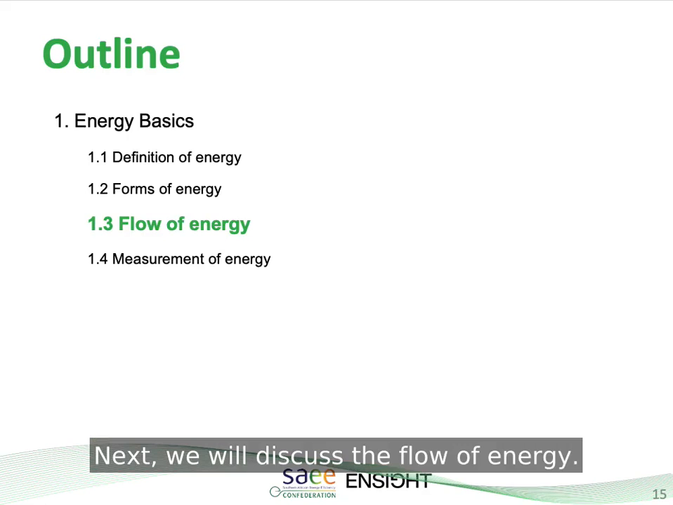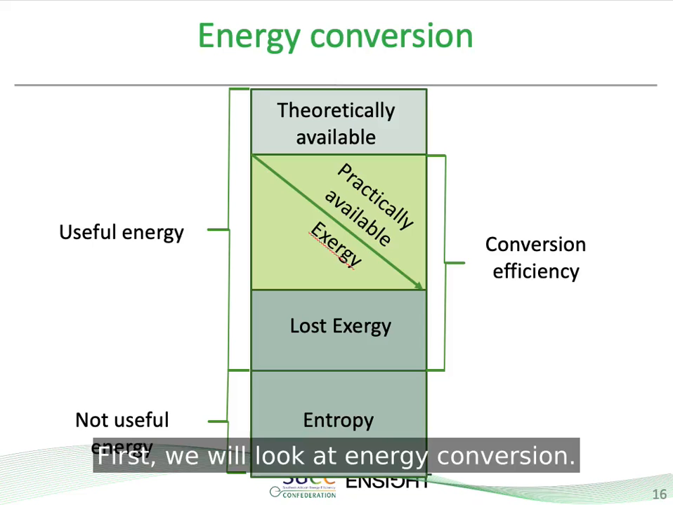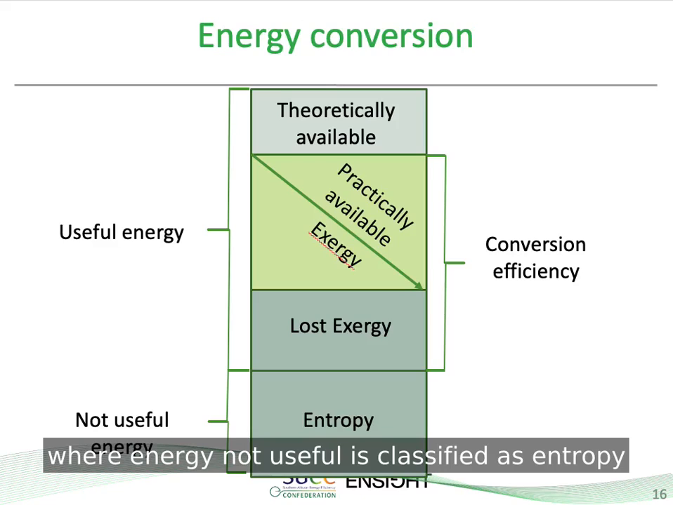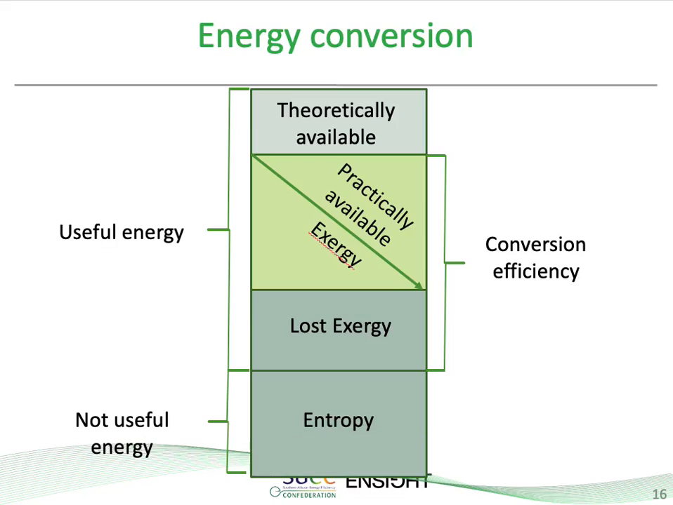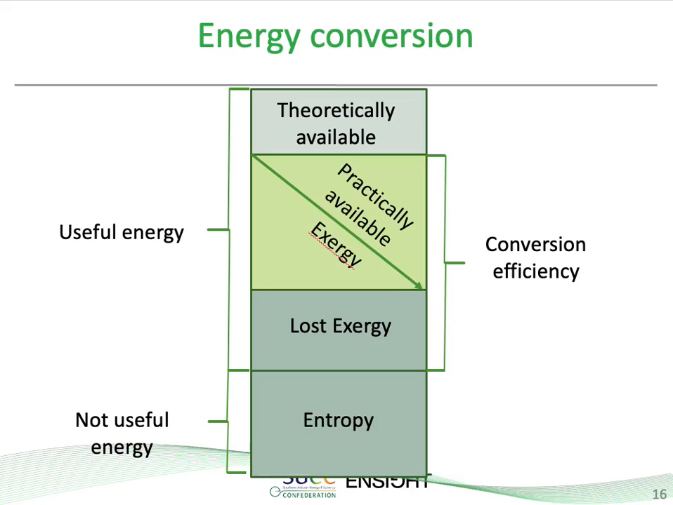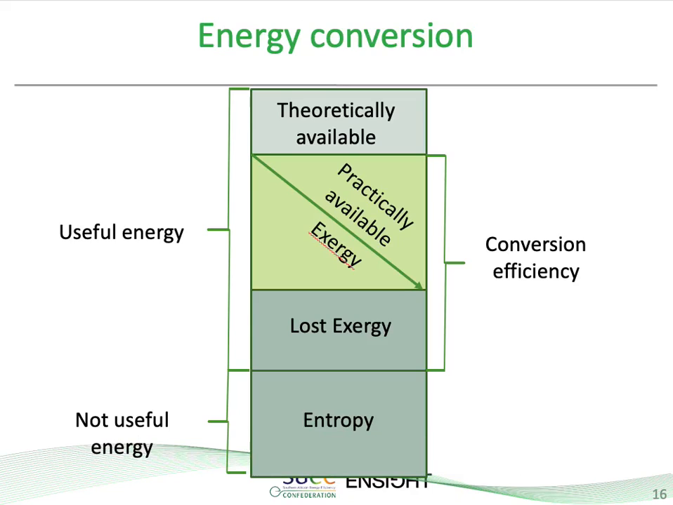Next, we will discuss the flow of energy. First, we will look at energy conversion. We have useful energy and not useful energy, where energy not useful is classified as entropy because it is in a chaotic state. Useful energy can then be broken down into the theoretically available energy and the actual available energy due to losses in efficiency. The practically available energy can be determined as exergy.